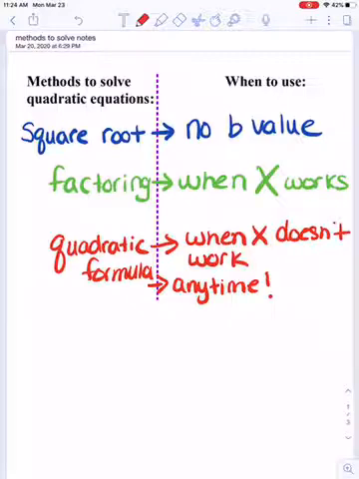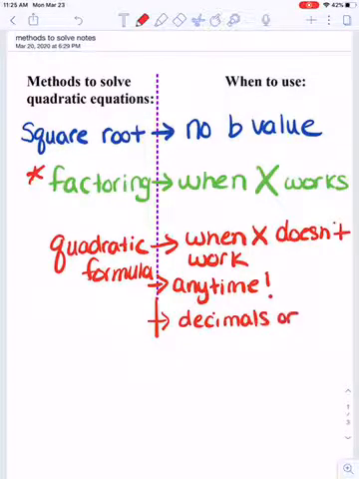However, we've seen it does take a little bit longer, right? And it's just a longer process. So that's why I generally say, well, if I can use factoring, I'm going to use factoring first. But if the x doesn't work, then I'm going to use the quadratic formula. Another reason why I would use the quadratic formula, and this kind of goes back to when the x doesn't work, is when I have maybe decimals in my quadratic or large numbers. That would probably lead me to use the quadratic formula over trying factoring.